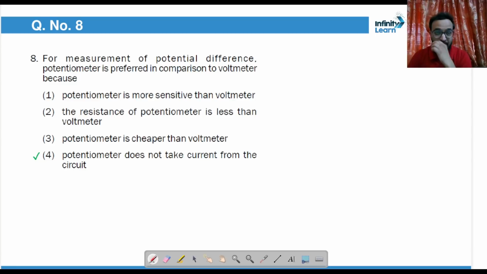I'm sorry, something is there with my nose. It's constantly itching.